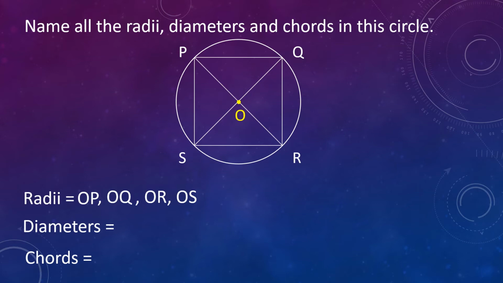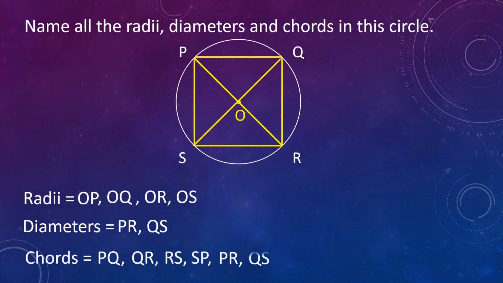Let's recall diameter. Diameter is a line segment whose endpoints lie on the circle and which passes through the center of the circle. So all the diameters in this circle are PR and QS. Let's recall chord. A chord is a line segment whose endpoints lie on the circle. So all the chords in this circle are PQ, QR, RS, SP, PR and QS.